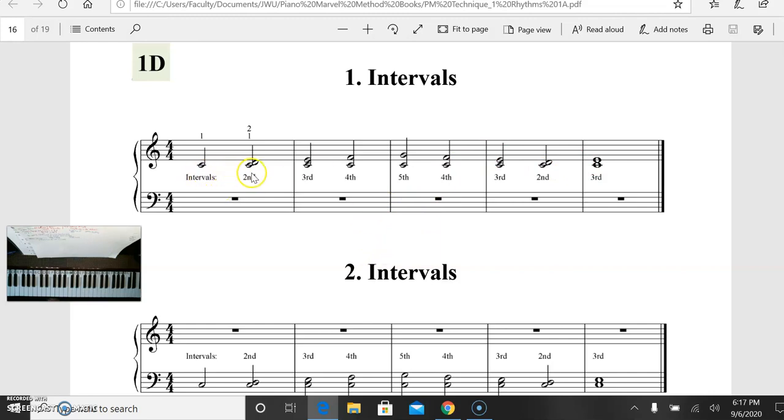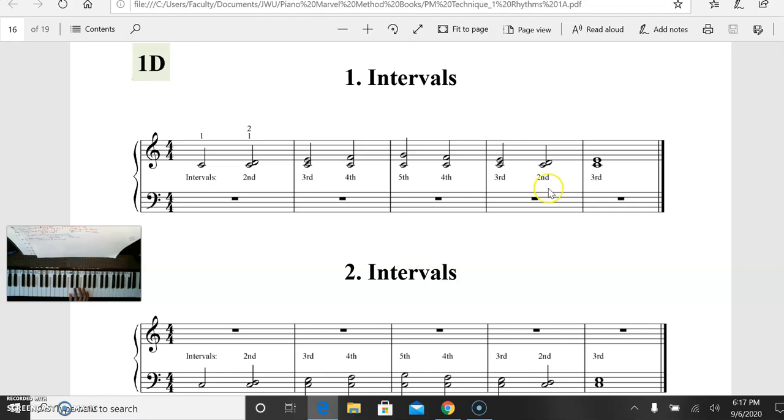So when you see them in music, they look one way. Again, these are called harmonic intervals. And you play them together. And this is what they sound like. So we have a note by itself. Second. Third. Fourth. Fifth. Fourth. Third. Second. And then third.